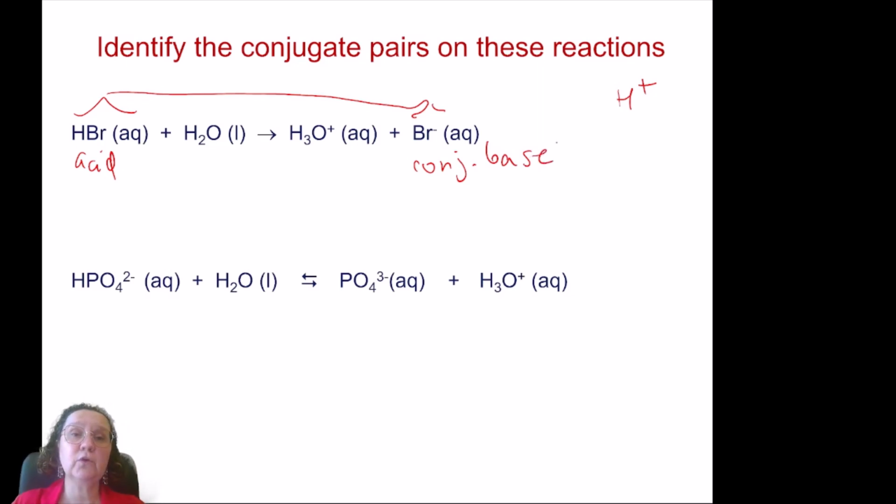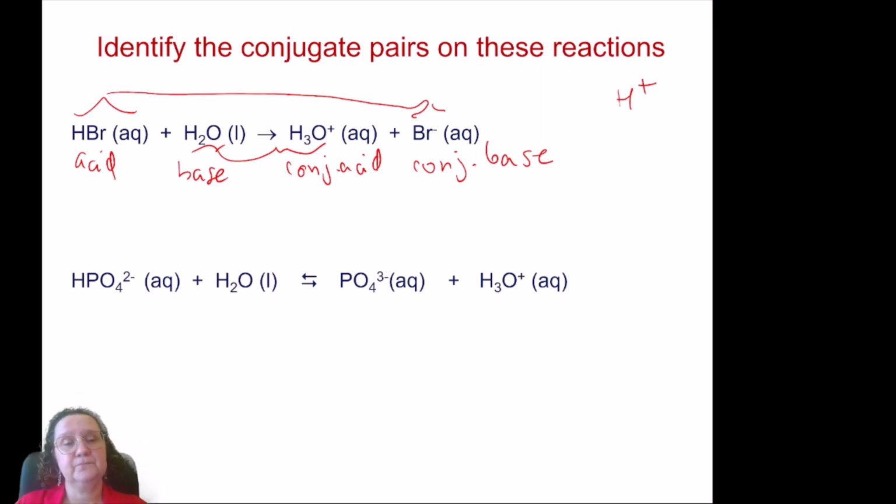And in the case of the water, I see that from the reagent to the product side it has accepted one hydrogen ion. That means it has behaved like a base. And the H3O+, which we also call hydrogen ion, and we'll talk more about in a future slide, is my conjugate acid for the water.